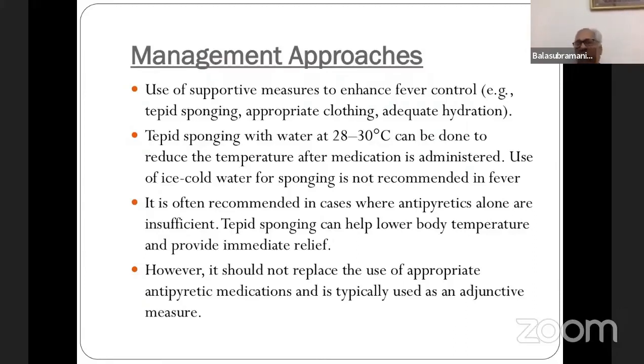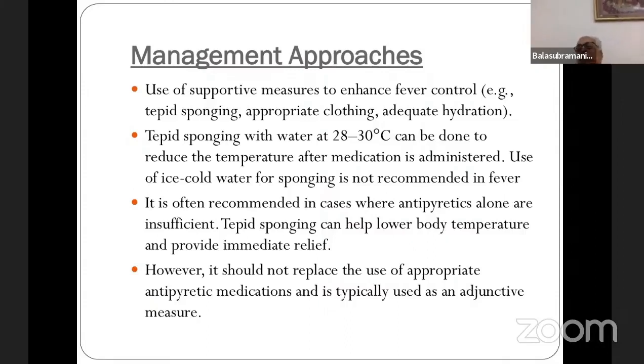That is one. Second is tepid sponging. You should not use water which is from the refrigerator. Ideally it should be 28 to 30 degrees. That is the temperature. It depends on the environmental temperature. The tap water temperature will vary. Ice water should not be used.